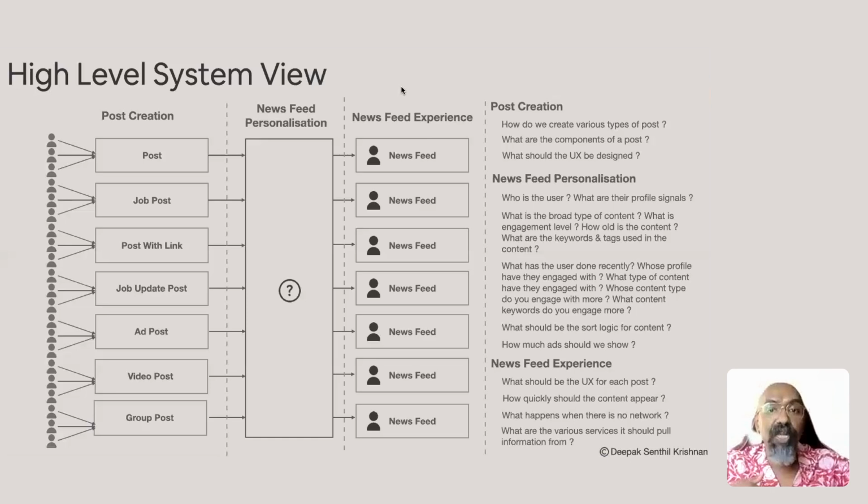In this newsfeed personalization, what should be the various types of content? For example, how much should come from my first degree connection? How much should come from my second degree connection? How much should come from my third degree connection? How much should I give as real estate for advertisements?